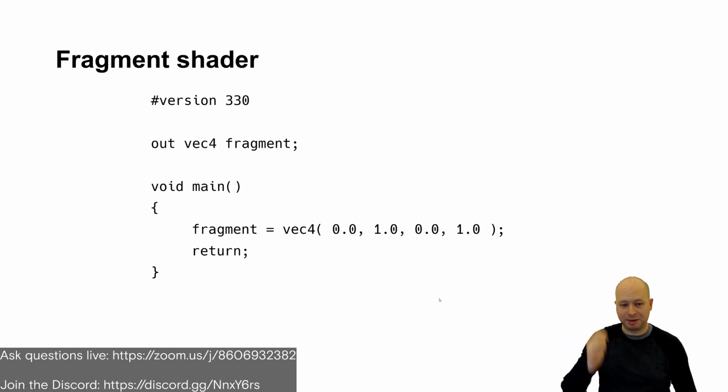Now let's move on to the fragment shader. The fragment shader, you'll notice very quickly, looks very similar to the vertex shader, but again, they're two different programs that don't relate to one another.